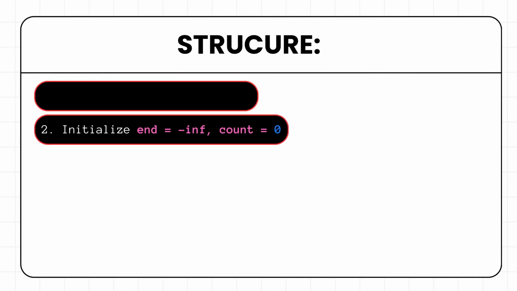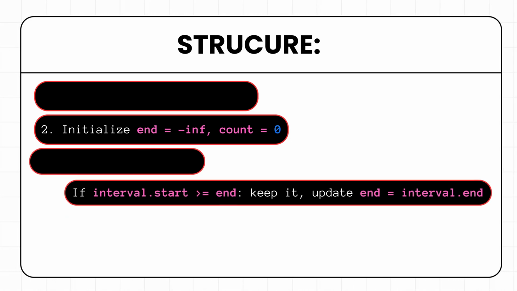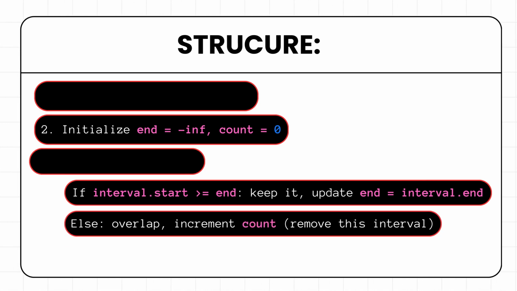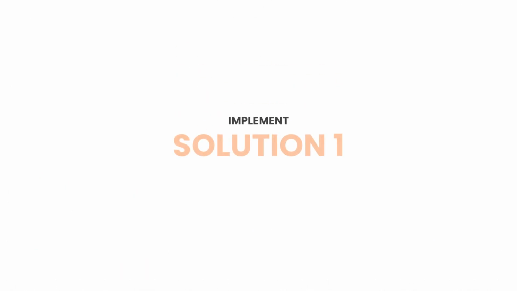Sort intervals by end time. Initialize end equals infinity, count equals 0. For each interval, if interval.start is greater than or equal to end, keep it and update end equals interval.end. Else, overlap, increment count, remove this interval. Return count. Let's try to implement it using solution 1.